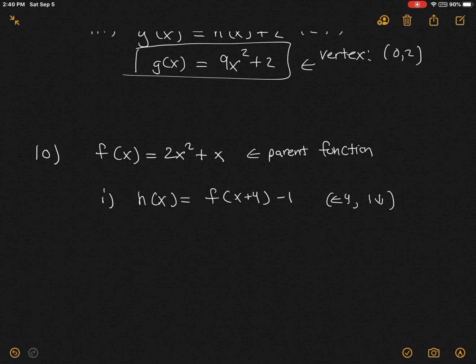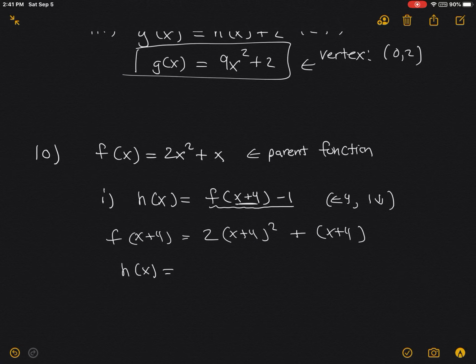But now I have to write the specific function, right? What do you mean specific function? I need to figure out what f of x plus 4 minus 1 is. So here's my function, right? Normally, if I just said, hey, find out f of 1, you would plug in 1 here, 2 times 1 squared plus 1. F of 3 is 2 times 3 squared plus 3, right? But instead of plugging in 1, 2, or 3, I'm plugging in this, x plus 4. So plug in x plus 4, right? So this is your f of x plus 4.